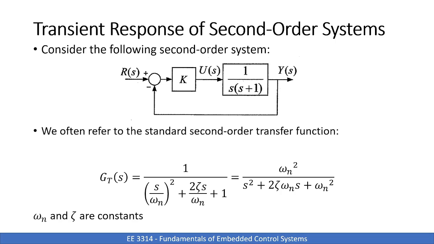So we often refer to the standard second order transfer function, where we've introduced the values of omega sub n and zeta, which are constants and consequential parameters within that second order transfer function. Whenever we have a transfer function in this form, where there's no coefficient by the s squared, we can solve for omega n and zeta, and that's basically going to drive some of these transient performance parameters.